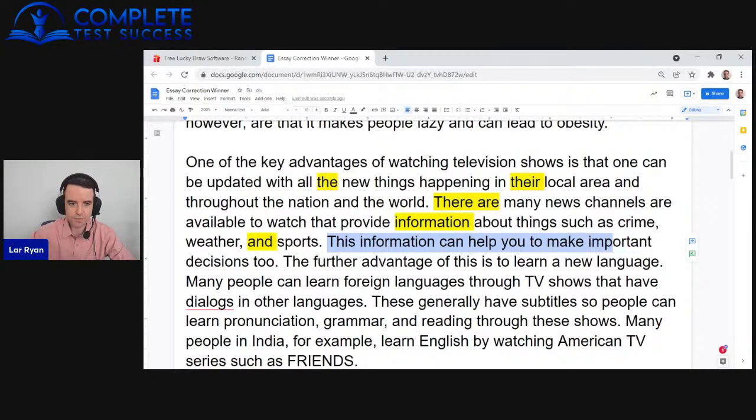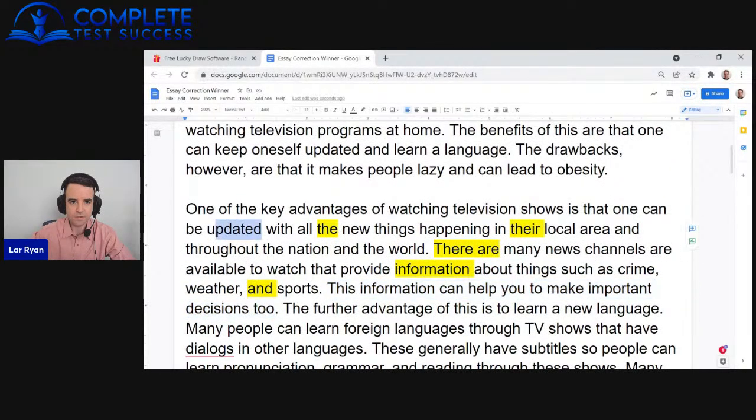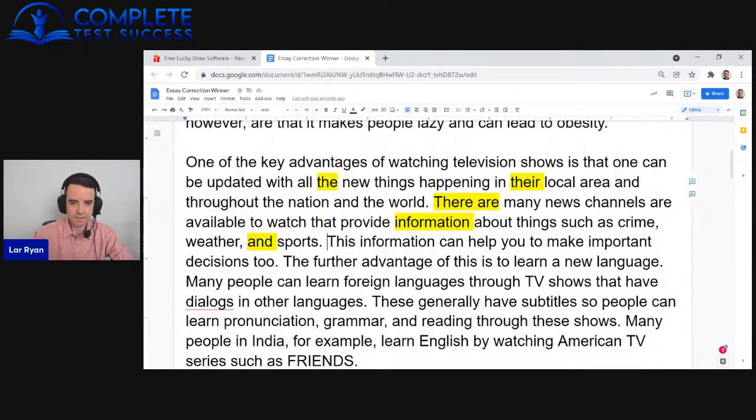This information can help you to make important decisions too. That's a bit vague. What important decisions can I make? And it's not really related to being updated. So focus more on the main idea. And if you're talking about the outcome, make it more specific.